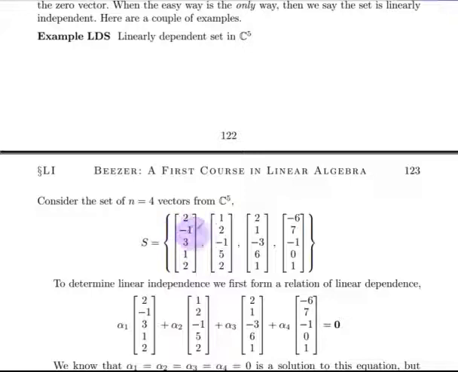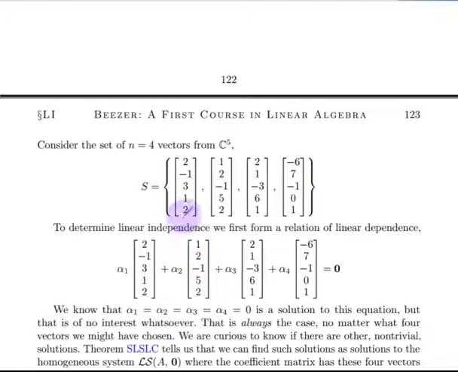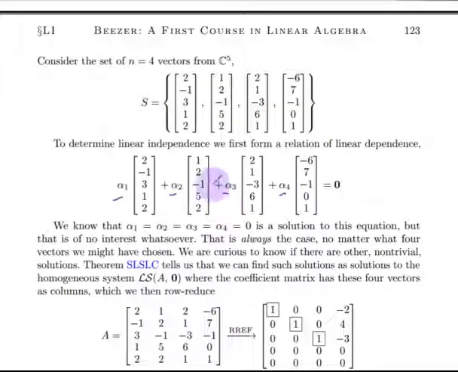Okay, so here's a set of vectors. We've gone through this before to determine whether these can have a relation of linear dependence. We form this equation here. If this equation has a non-trivial solution, then we have a non-trivial relation of linear dependence among these vectors. So let's go ahead and find this relation.